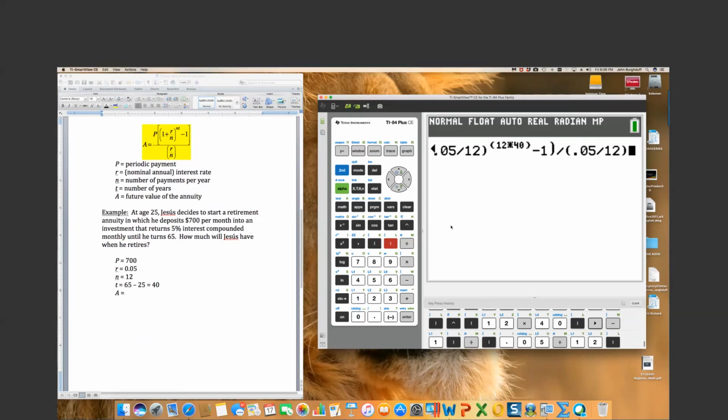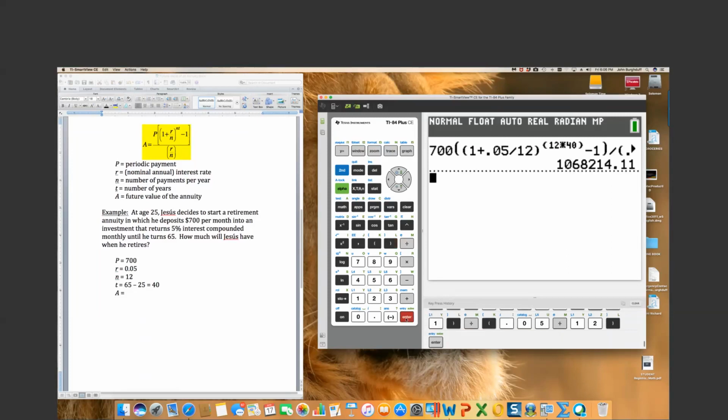And if we hit enter, we will figure out how much money Jesus has as his future value, how much money he has when he retires. And this is a rather impressive amount. Let's write this down over here on our paper as well. So Jesus ends up with $1,068,214.11. That's quite a bit of money.